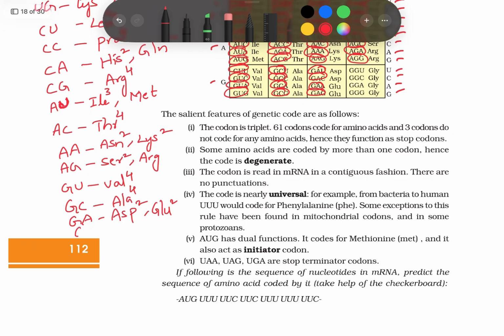Next, the last one, GG. All four are coding for glycine. So Gly4: GGU, GGC, GGA, GGG. So this is a technique, at least it helps you to remember the genetic code.